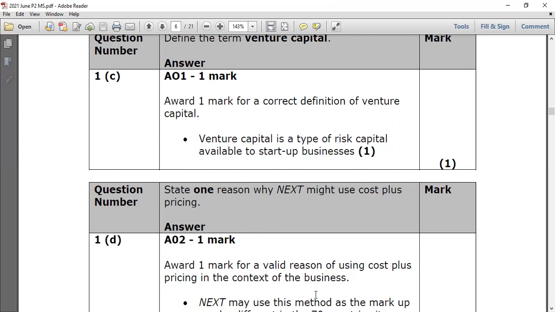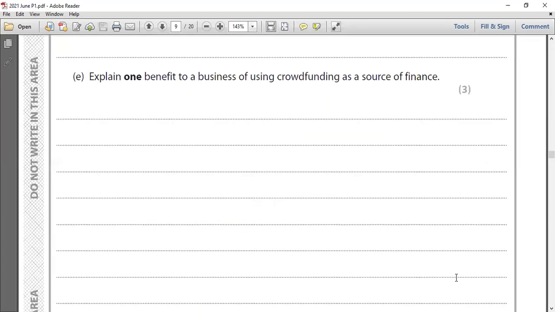Okay, there's another question I'll show you. There's another explain question they're asking. This is the June 2021 paper. Explain one benefit to a business of using crowdfunding as a source of finance. 3-mark question. So a define question is just one sentence, but here in an explain question, you have to explain it like at least 3 sentences we expect. You have to give the one benefit and you have to explain that benefit. You have to develop the point, right? One benefit of crowdfunding. Is there anyone who can provide the answer? You can raise your hand.